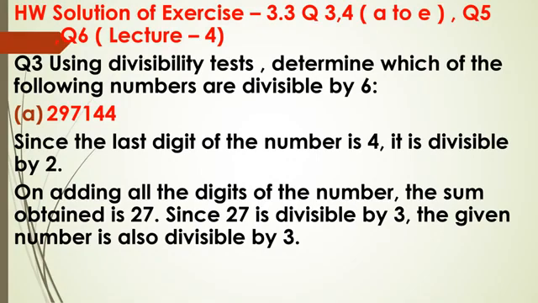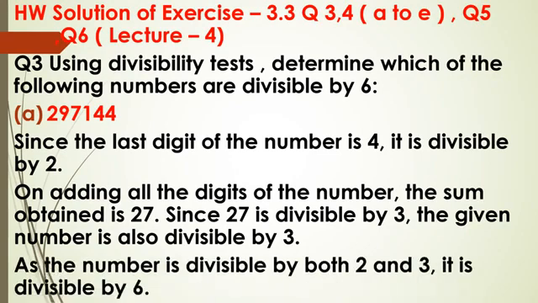You will get 27. Okay, 2 plus 9 plus 7 plus 1 plus 4 plus 4. I have written the direct answer. Sum obtained is 27. Is 27 divisible by 3? Yes. The given number is also then divisible by 3. Now you have seen that the number is divisible by 2 and also by 3. So it is divisible by 6 also, as the number is divisible by 2 and 3 both.